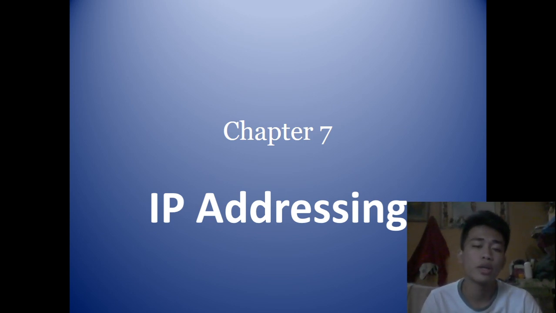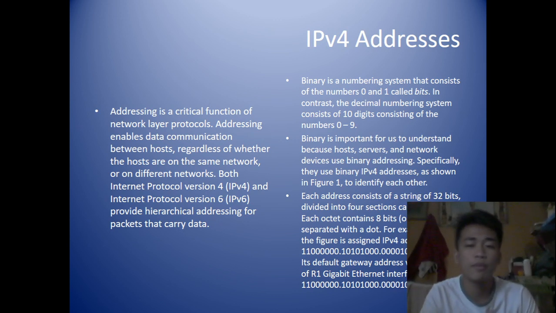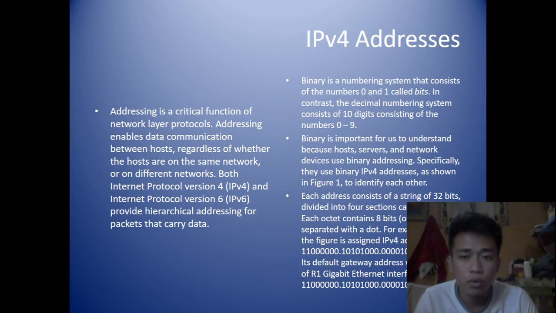So let's start. This chapter is entitled IP addressing. Here we have an IPv4 address. We all know that IPv4 is an Internet Protocol version lower than Internet Protocol version 6. Addressing is a critical function of a network layer protocol. Addressing enables data communication between hosts regardless of whether the hosts are on the same network or on different networks. Both Internet Protocol versions provide hierarchical addressing for packets that carry data.